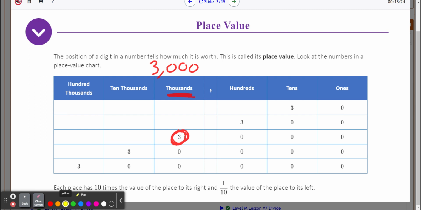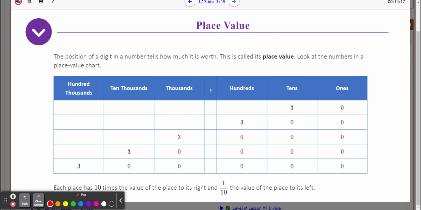Same thing, let's look over here at the tens column. Again, we have the same digit, the digit 3. This time, however, the 3 is in the tens column. So because the 3 is in the tens column, the value of that digit is 30. So again, the value of a digit depends on where it is in the place value chart and which column it's in. Now, what is the relationship between these values?